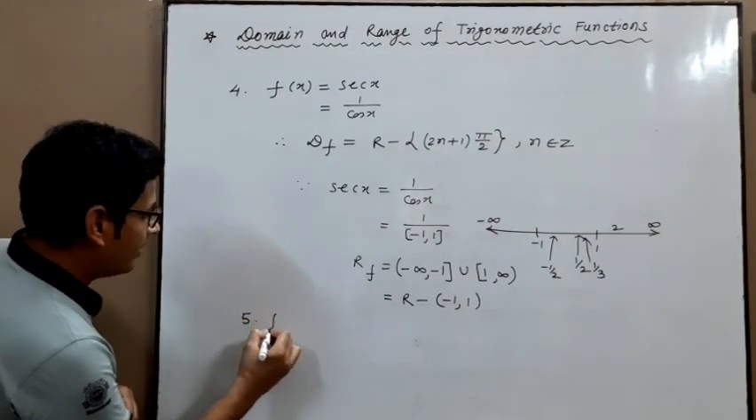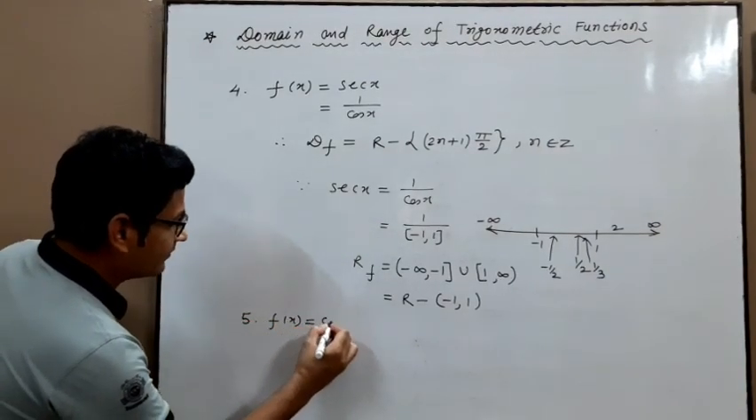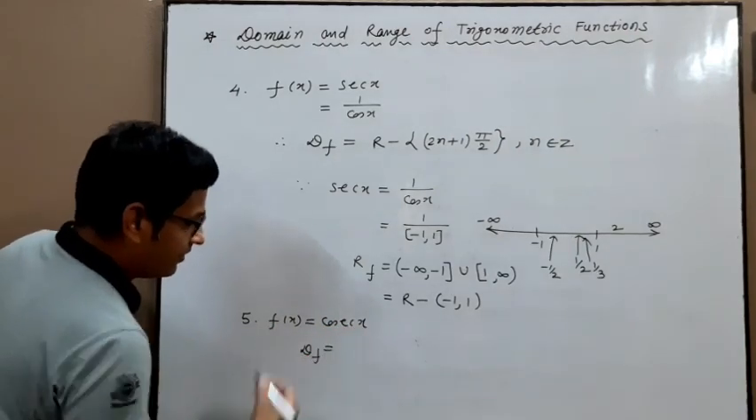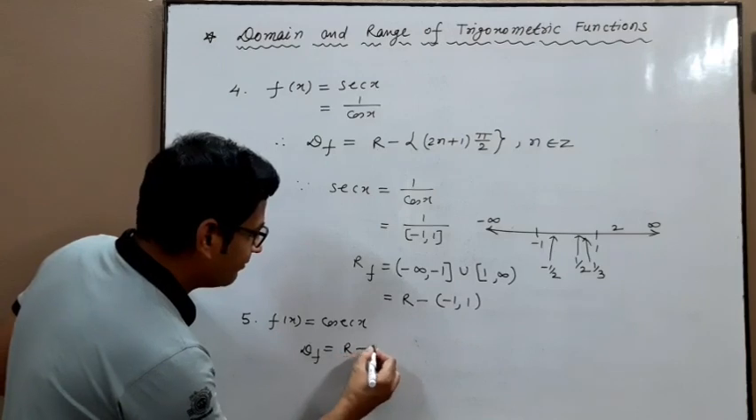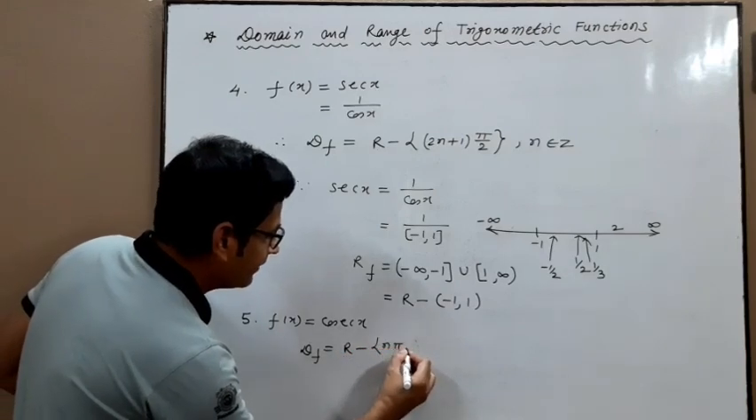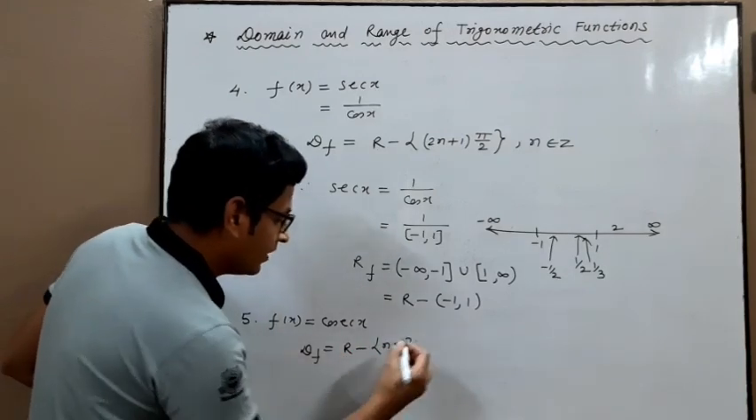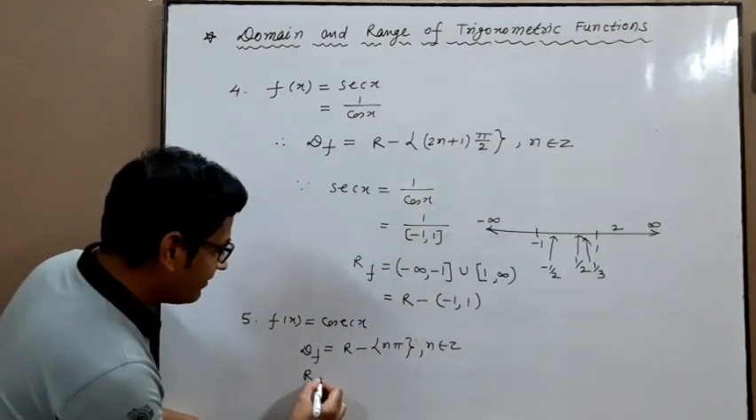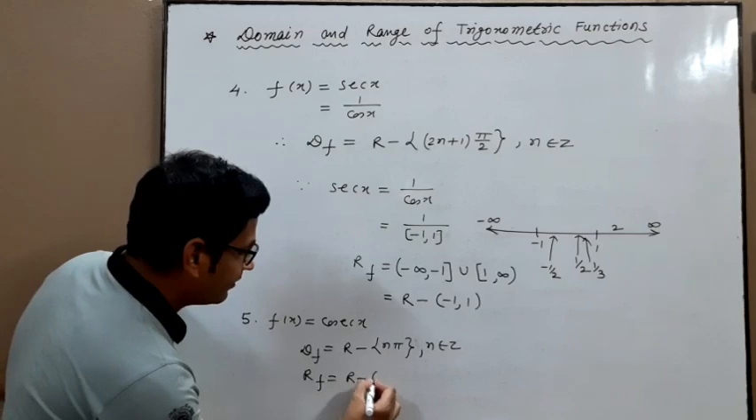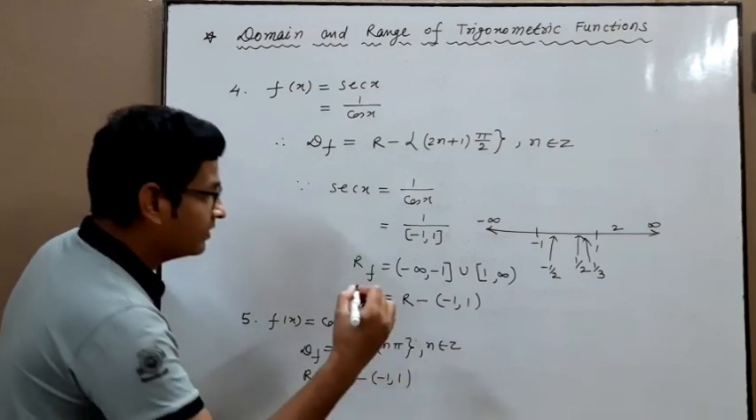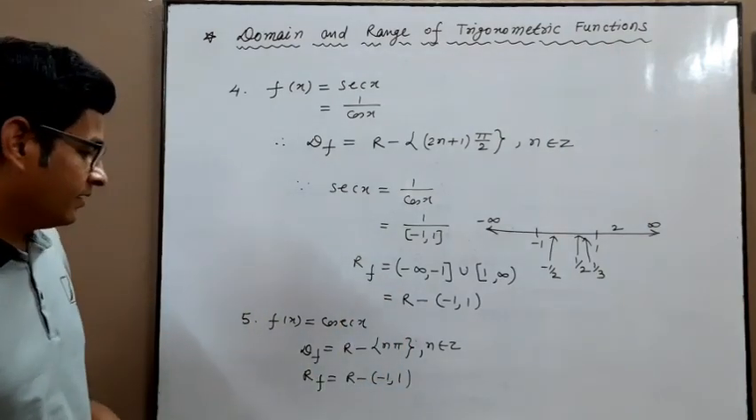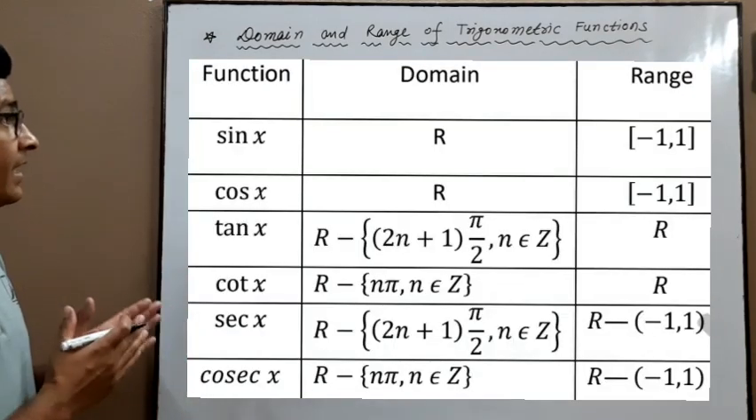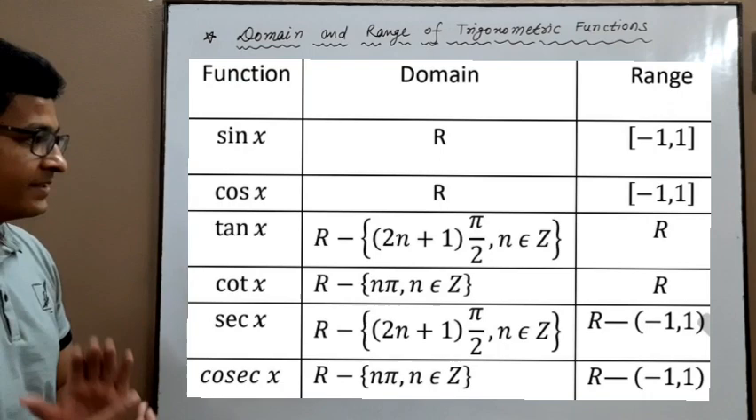So the domain of the sec function is the same as the tan function and the range is R minus (-1, 1). Similarly for f(x) equal to cosec x, the domain of f is the set of real numbers minus {n pi}, n belonging to Z, and the range of f is the set of real numbers minus (-1, 1). Now you can see the summary table, domain and range of trigonometric functions.